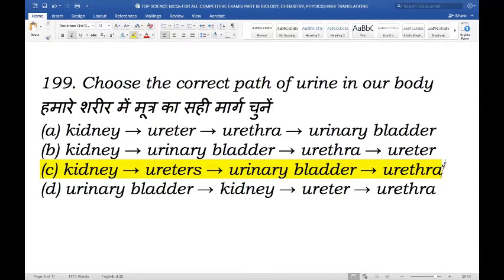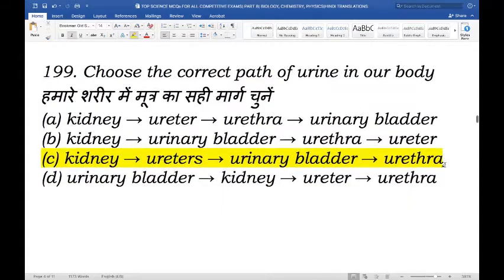Urine is formed in the kidney through filtration of blood. Urine is then passed through the ureter to the bladder where it is stored, and during urination, urine passes through the urethra and out of the body.